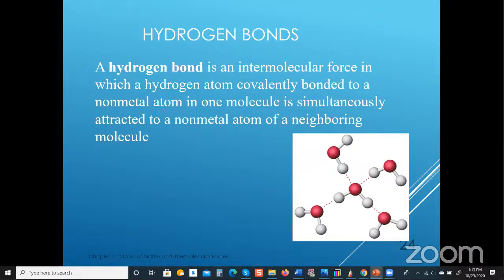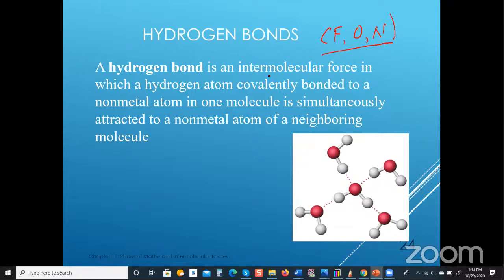So what's a hydrogen bond? A hydrogen bond is an intermolecular force where you have hydrogen covalently bonded to an electronegative atom. And I should say that the electronegative atom is either fluorine, oxygen, or nitrogen. These are the three atoms which the hydrogen atom has to be bonded to in order for this phenomenon of hydrogen bonding to be observed.